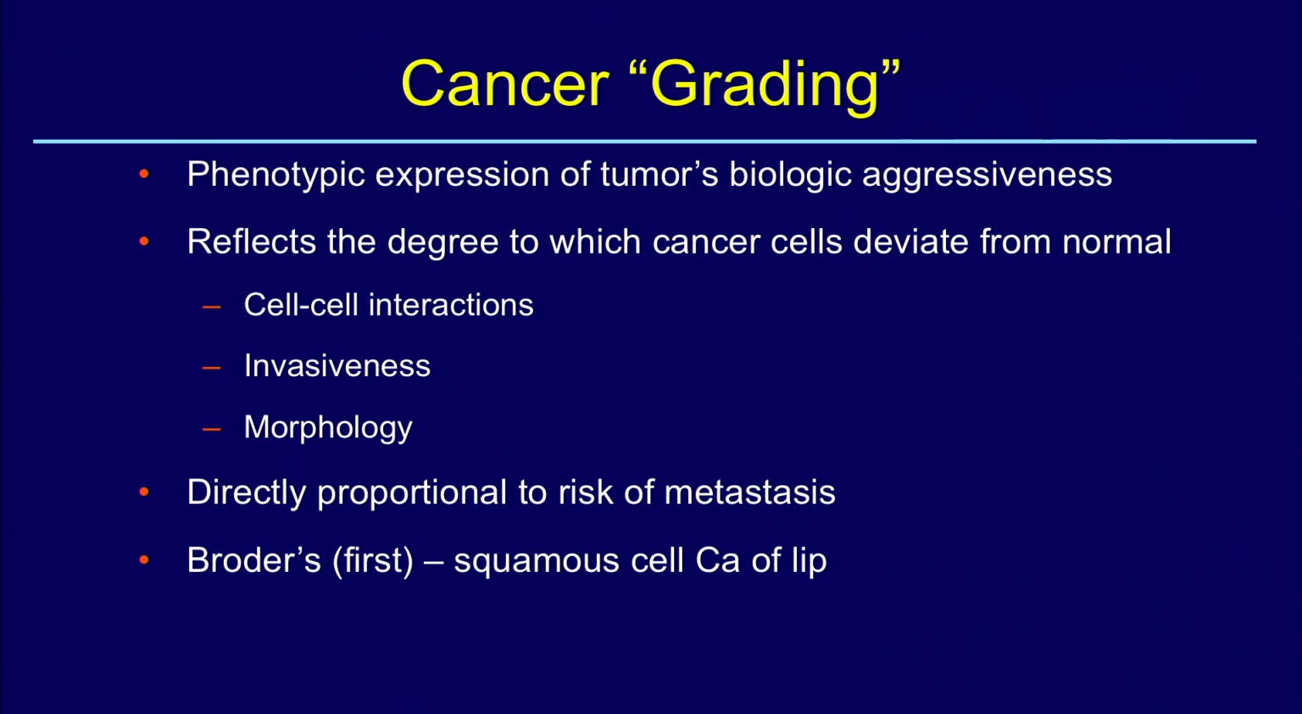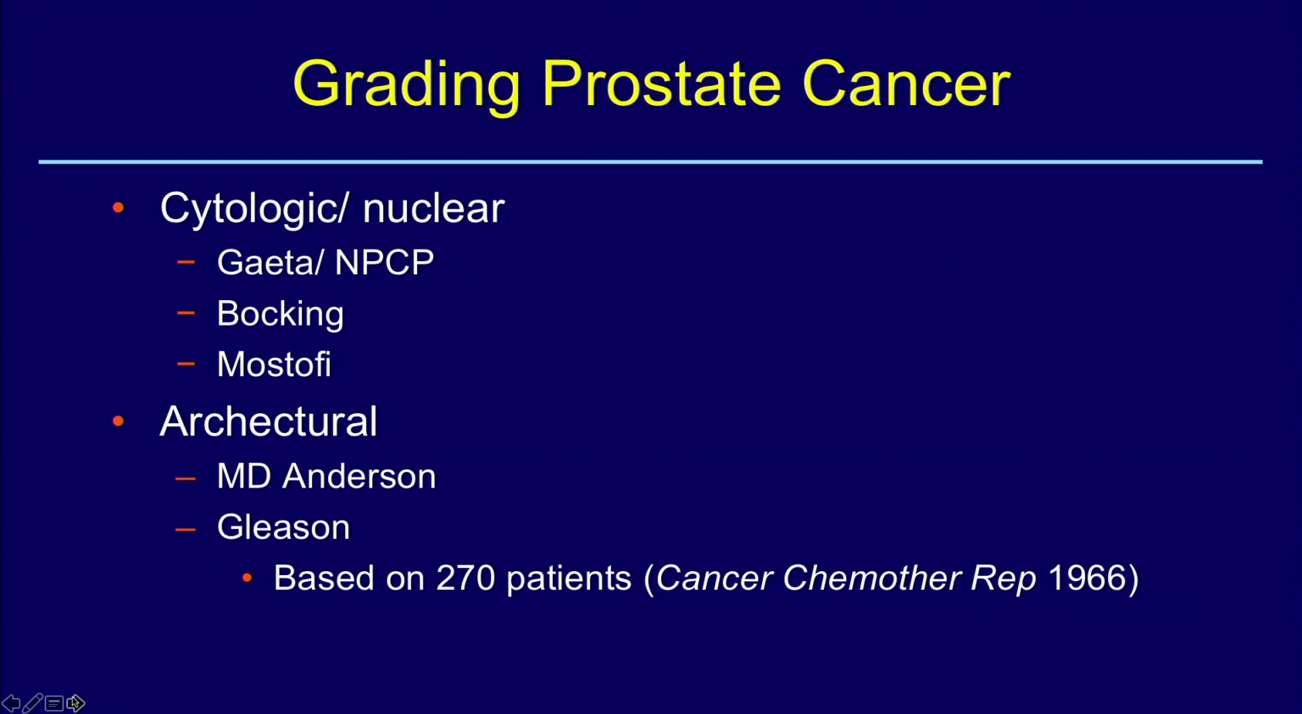The first ever grading system was that of Broder's, done back in the 40s for squamous cell carcinoma of the lip. The first grading systems for prostate cancer truly tried to reflect Broder's system, looking at the nuclear detail. There was the Gaeta, the NPCP, the Bocking, the Mostofi, all looked at nuclear grading, and it didn't work very well. It didn't work as well as it did for squamous carcinoma.